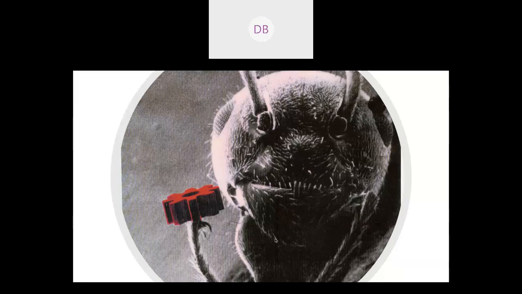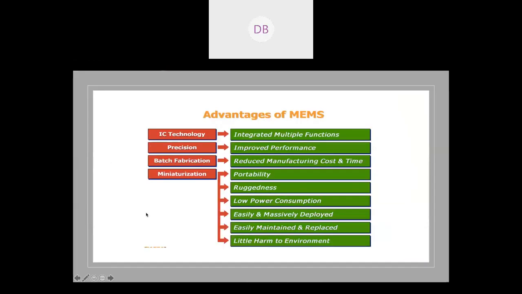What are the advantages of MEMS? As I told you, it is incorporated with the IC technology, so you can integrate multiple functions, with precision and improved performance. You can undergo batch fabrication. So obviously, when the batch fabrication facility is there, it will reduce the manufacturing cost and time. And above all, miniaturization. With miniaturization, it has portability, ruggedness, low power consumption, easily and massively deployed, easily maintained and replaced. It will not harm the environment.